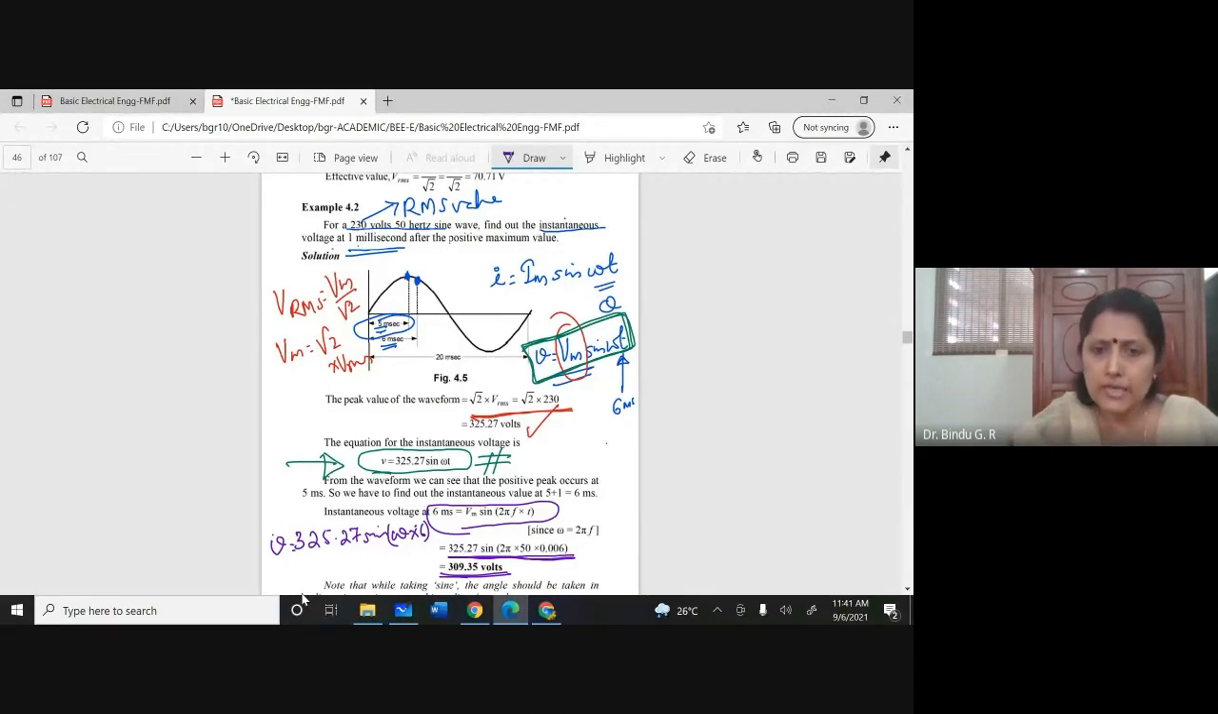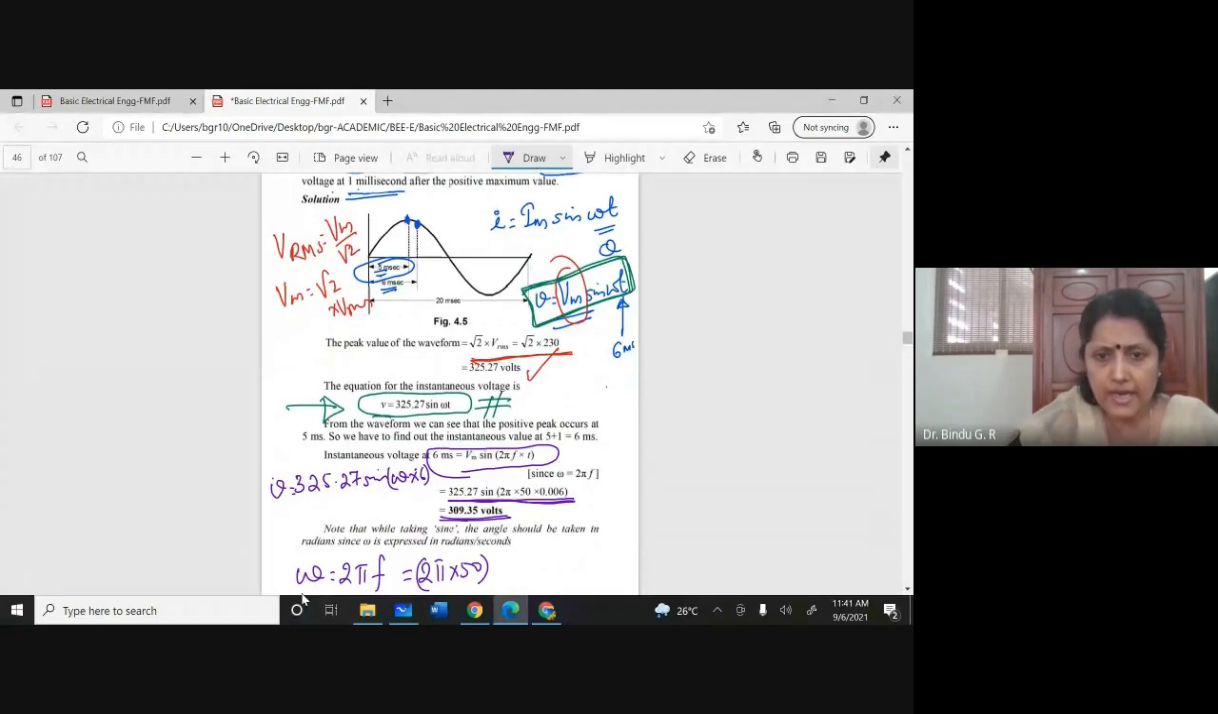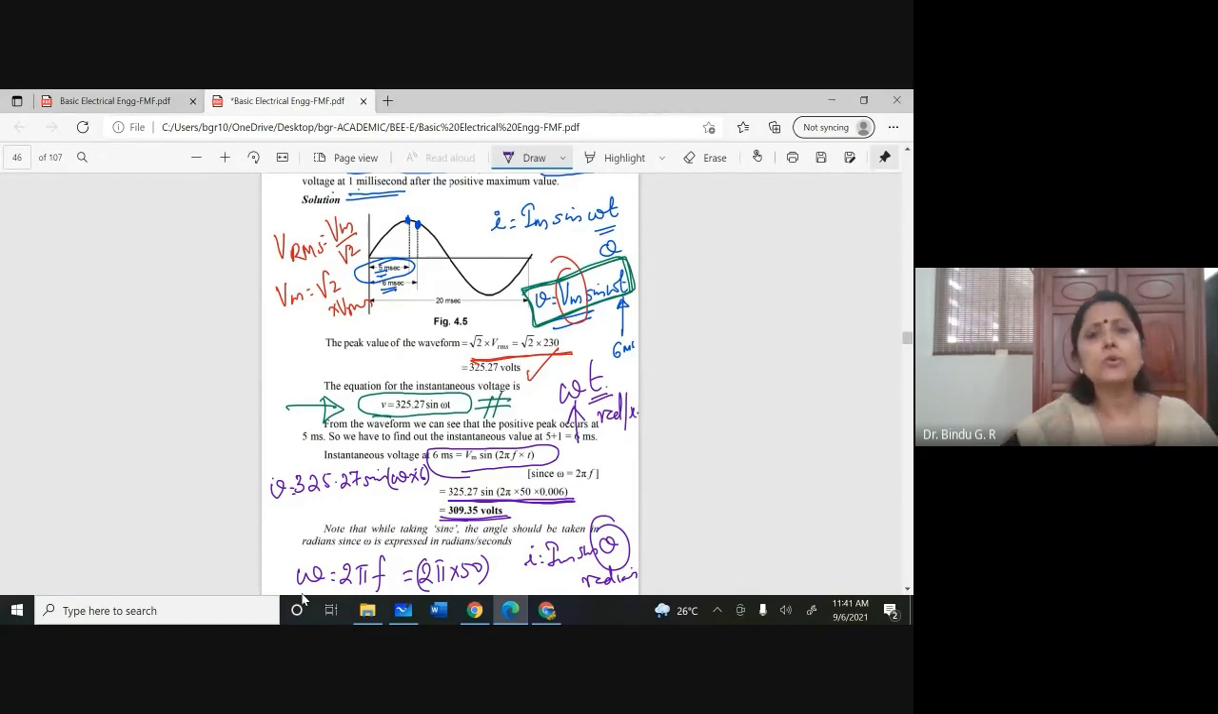Now, one more thing that the author has very deliberately written is that if you are writing i is equal to Im sin theta and doing any calculation anywhere, this theta should be taken in radians and not degrees, because omega t, t is time, omega is in radians per second. Okay, so don't go wrong there. It will be Im sin pi by 2, Im sin 2 pi, Im sin 3 pi and so on and so forth. Okay, that is all for today.